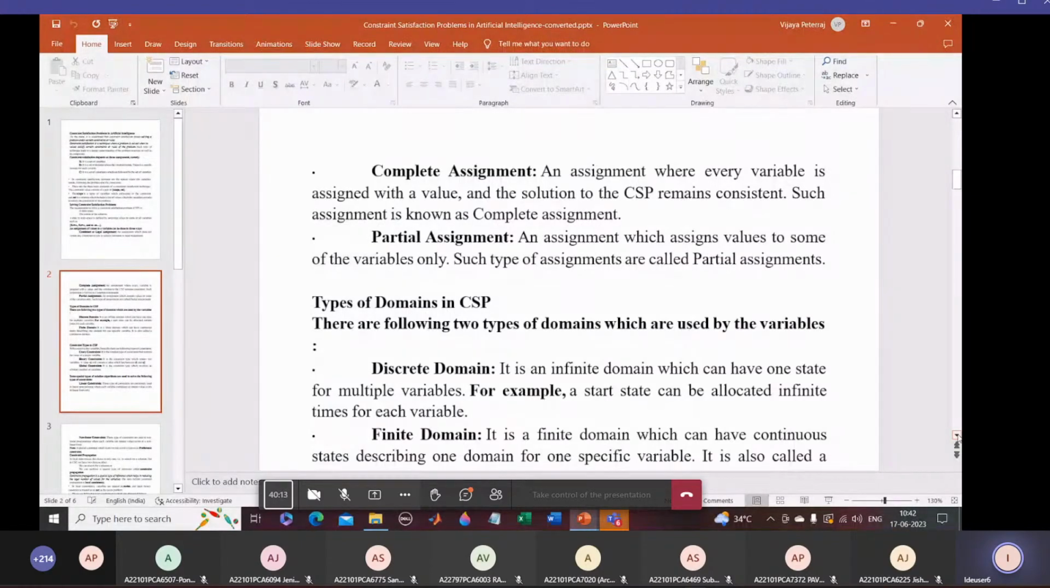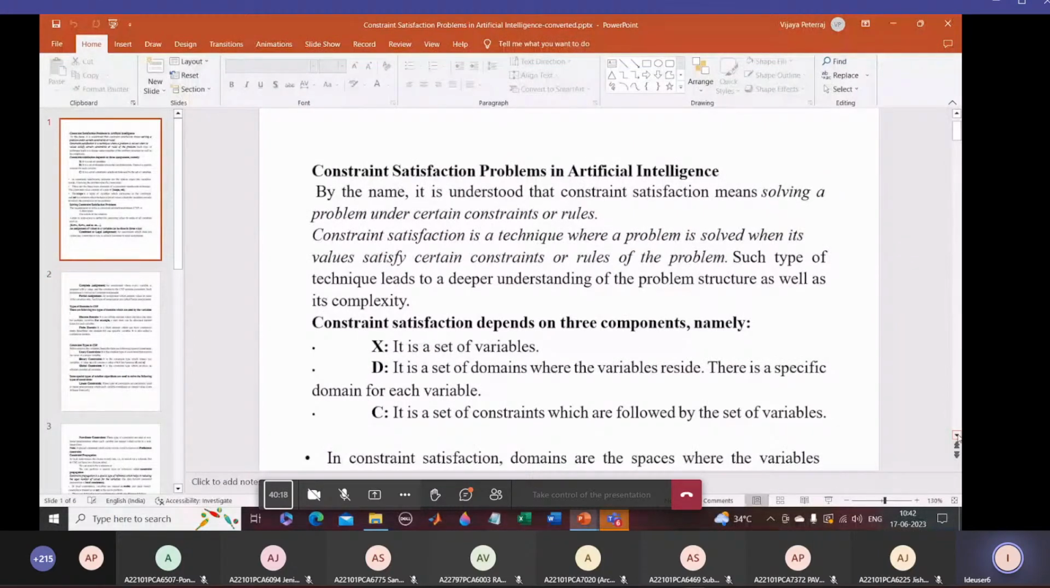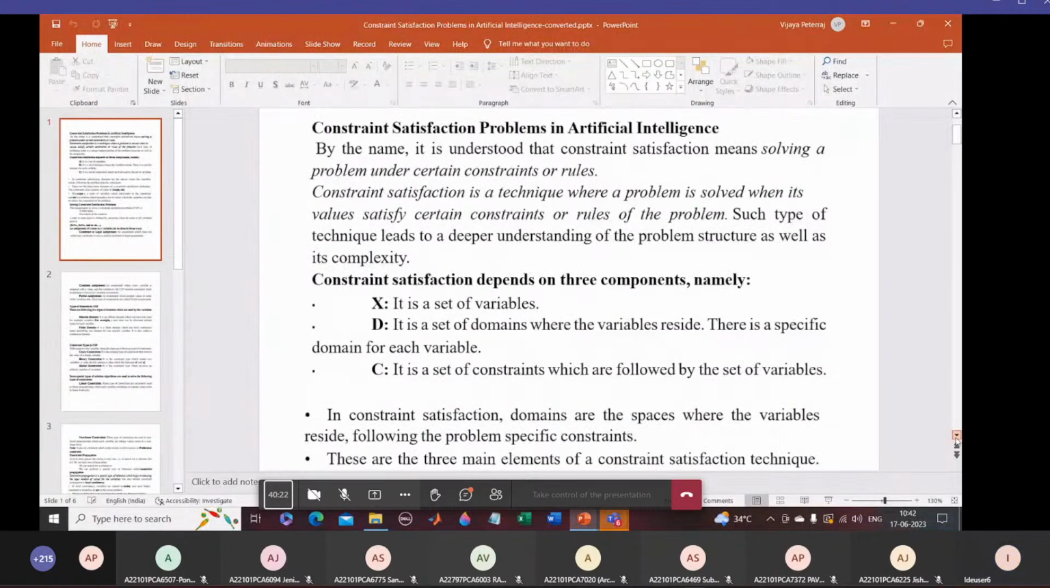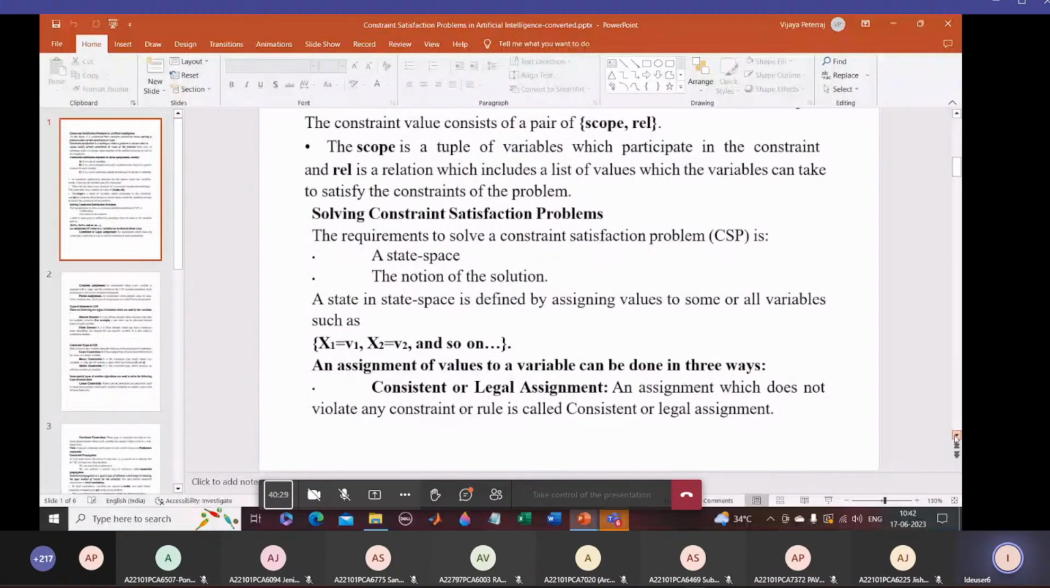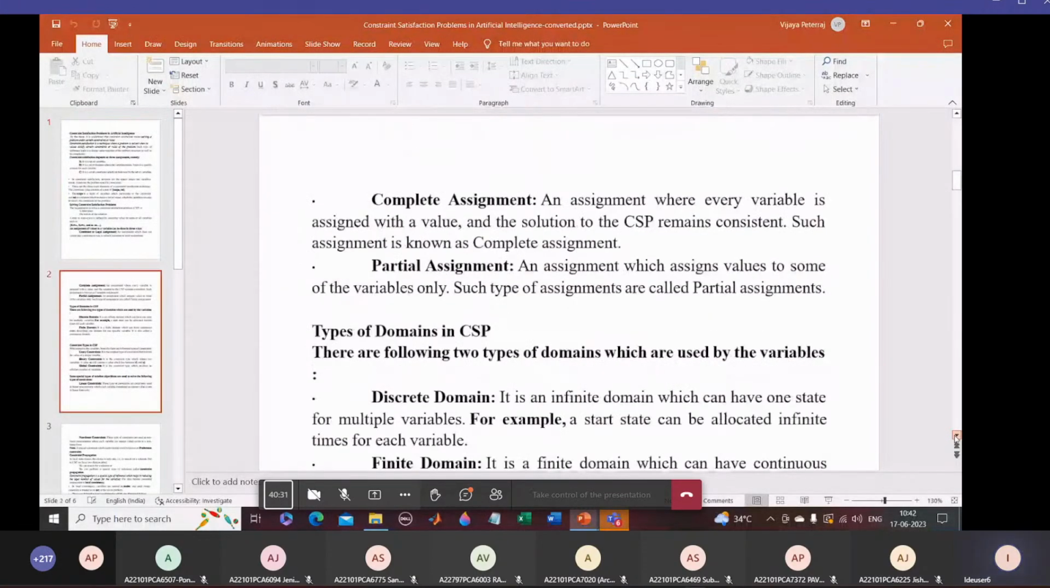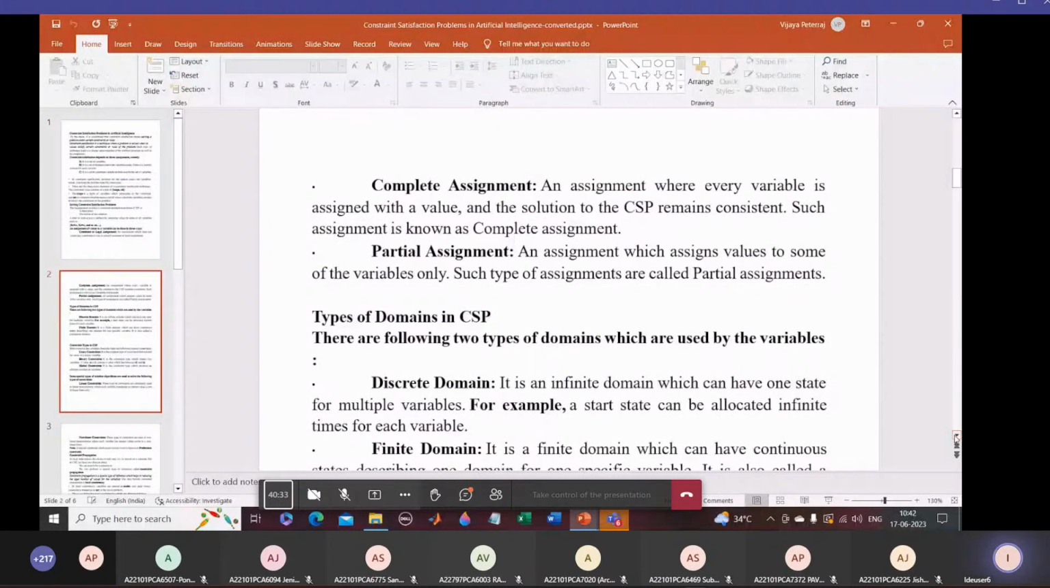So there are some variables they don't violate. That is the first one, that is a legal assignment or consistent assignment. Okay, in complete, every variable will be given a value. Okay, and the solution will remain constant. That is your complete assignment. And then yes, only some of the variables will be assigned some values. That is called as partial assignment.